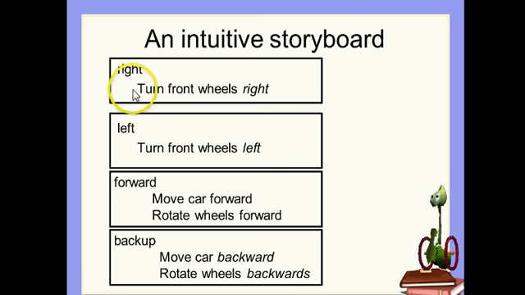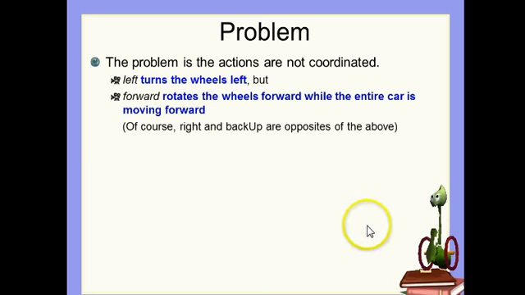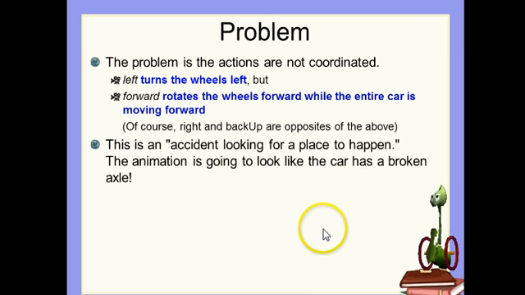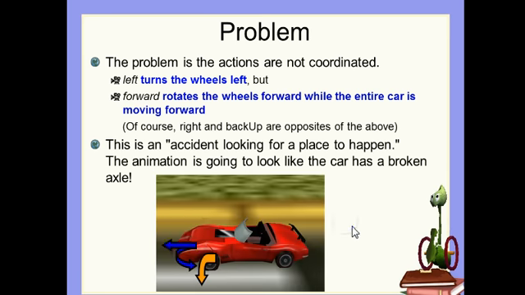There's some method called right, which will turn the front wheels right, and left, which will turn them left. And it'll go forward, and it'll move them forward and rotate the wheels forward, even if the wheels are turned, and so forth and so on. But here's the problem. Left turns the wheels left, but forward rotates the wheels forward while the entire car is moving forward. And if you think about it, they could easily become disconnected, right? In fact, it's going to look like the car has broken an axle because they're going forward while turning left, and they can get totally disassembled from each other. So you want to be pretty careful about that.